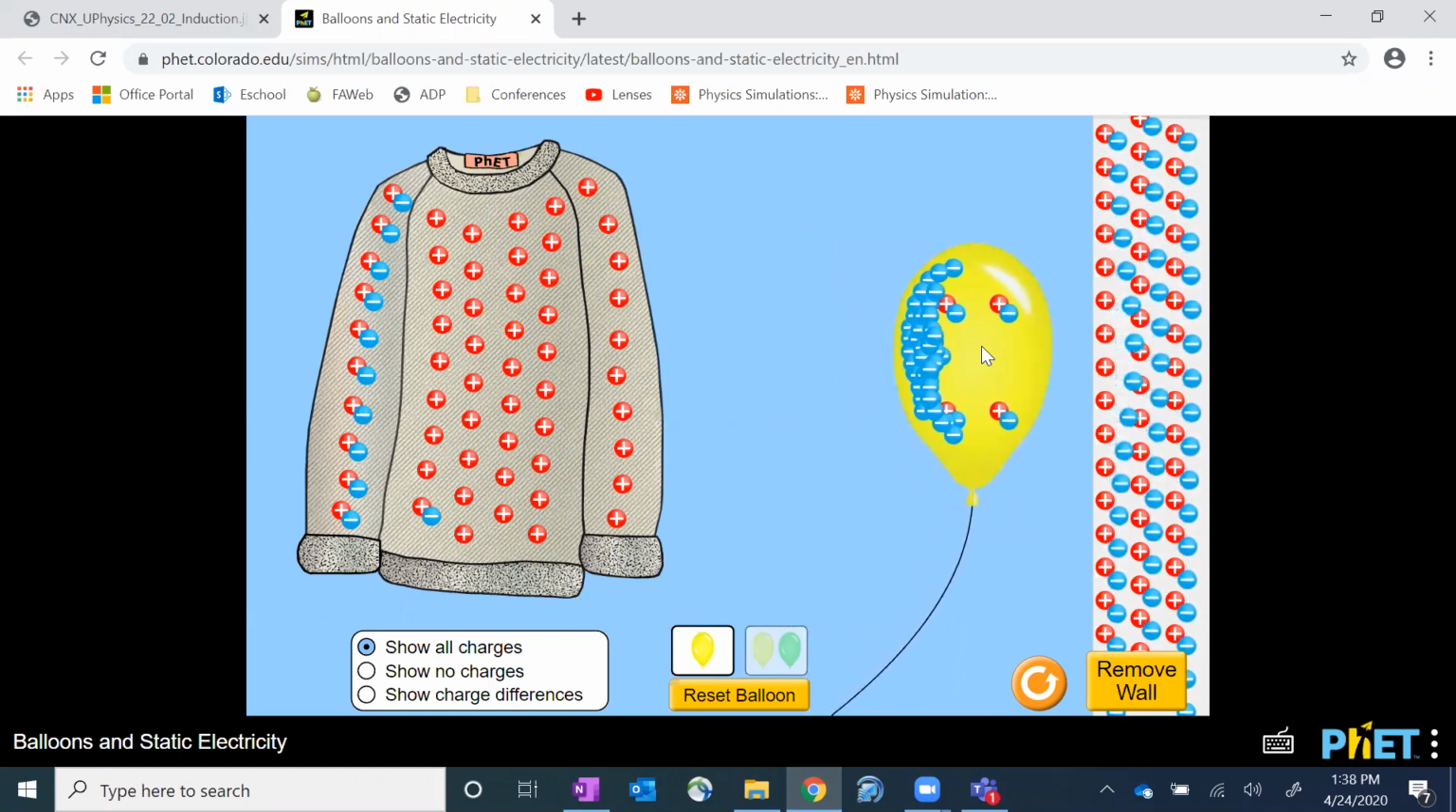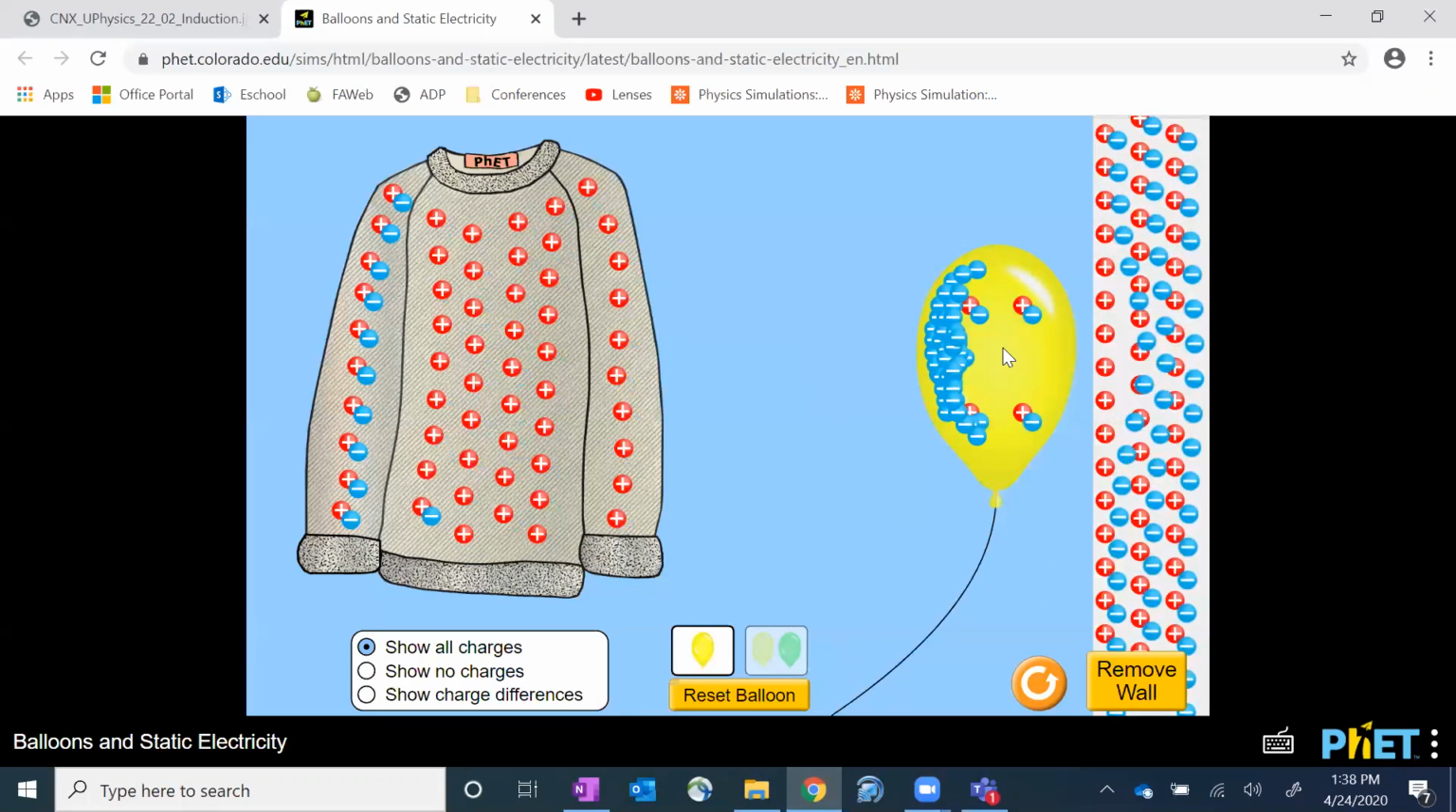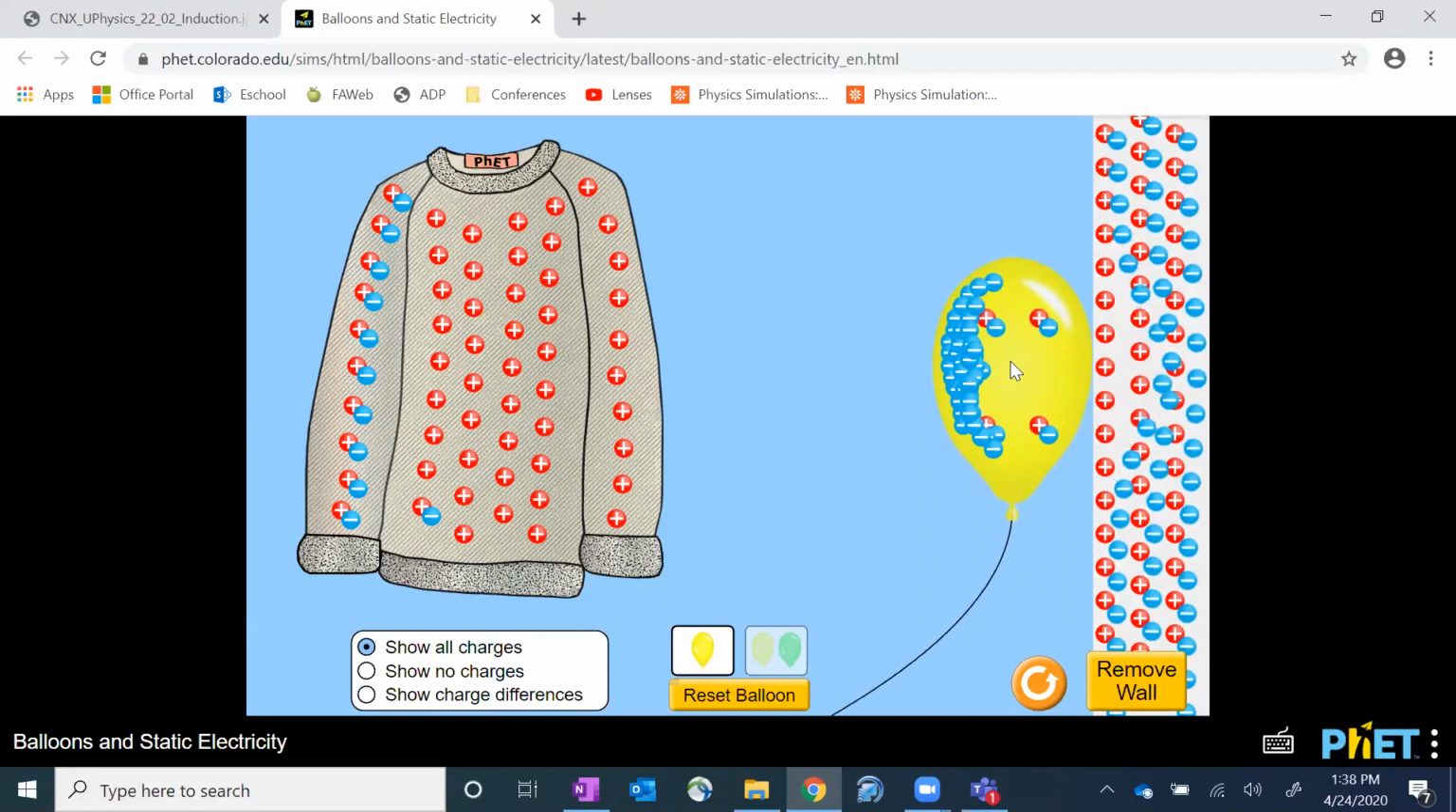Notice how as the balloon gets closer, the electrons in the wall are actually getting pushed away. Now that makes sense because we know that like charges repel. Electrons push away other electrons. So by pushing away, they're actually inducing a charge on the surface of the wall, and that's where the name induction comes from. The balloon isn't actually touching the wall yet, but it's having a charging effect on the wall. It's pushing the electrons away.